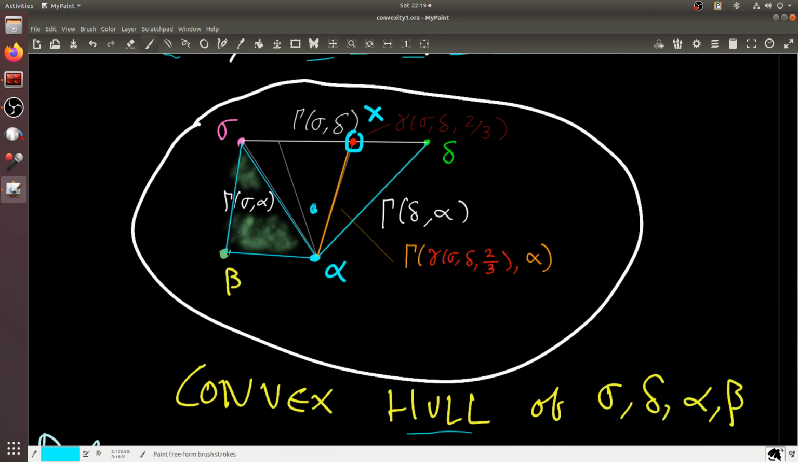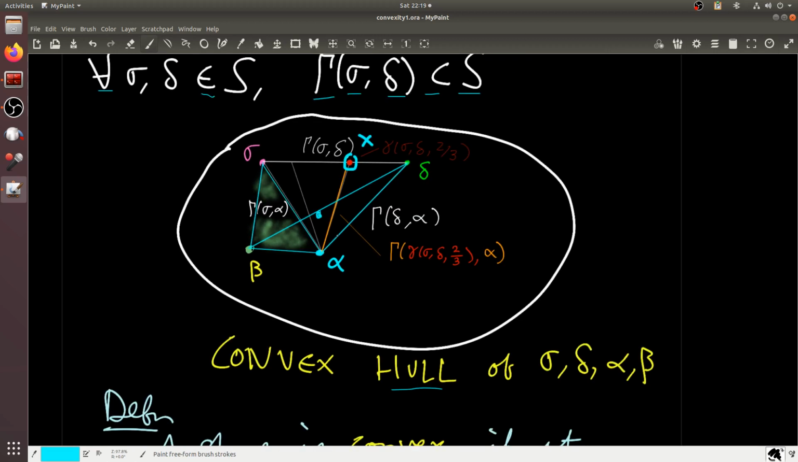So you can imagine. Maybe you can visualize this as a tetrahedron. That might be easier.